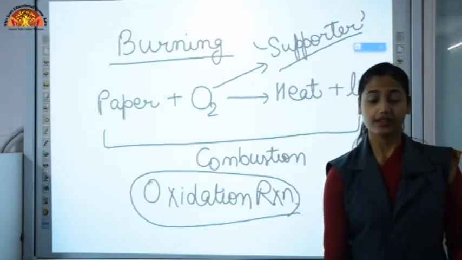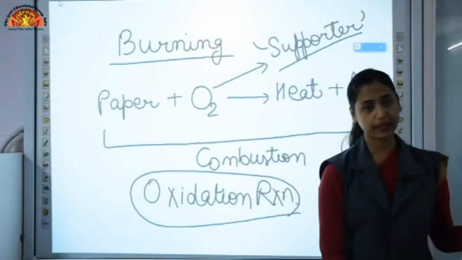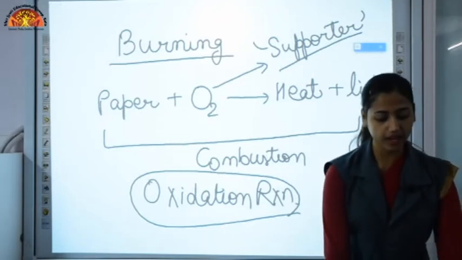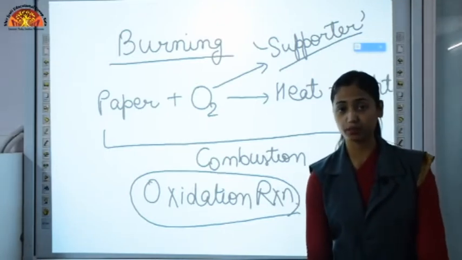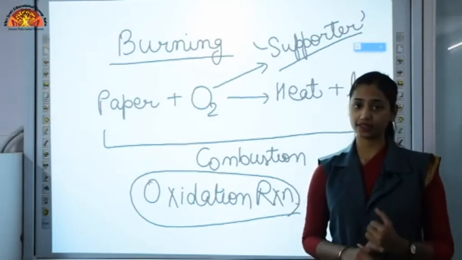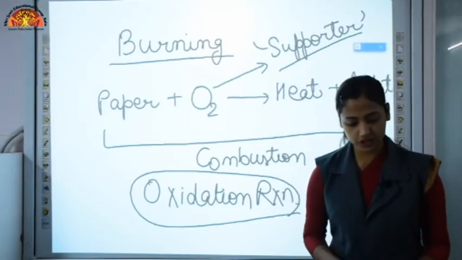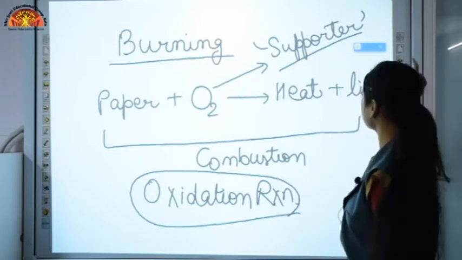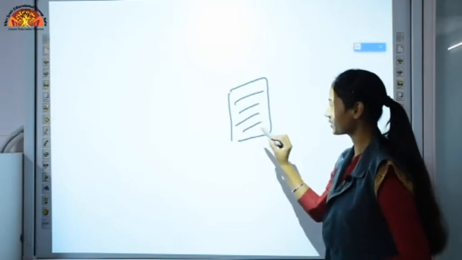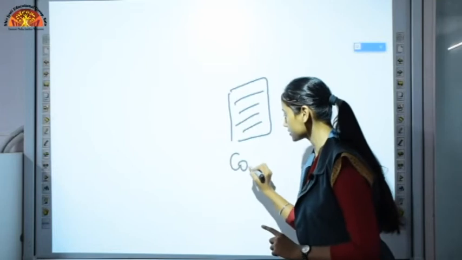Now let's say you have seen this is paper, wood is there, polythene is there, but these all are combustible substances, but they are not burning. They are not burning at room temperature, but they are combustible. So to burn them, we need to raise their temperature. Let's take an example. This is a piece of paper. It is at room temperature, it is not burning, but it is a combustible substance.